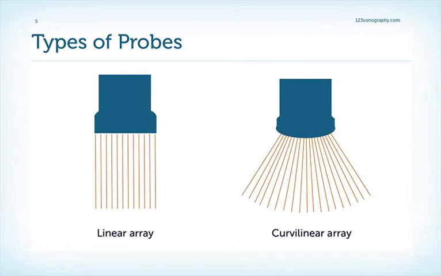Depending on how the ultrasound rays are emitted from the transducer, we can distinguish so-called linear array probes from curvilinear array probes. In linear array probes, we have a parallel orientation of the ultrasound beams. Therefore, the ultrasound field is just as wide as the footprint of the transducer is. In other words, the width of the transducer.